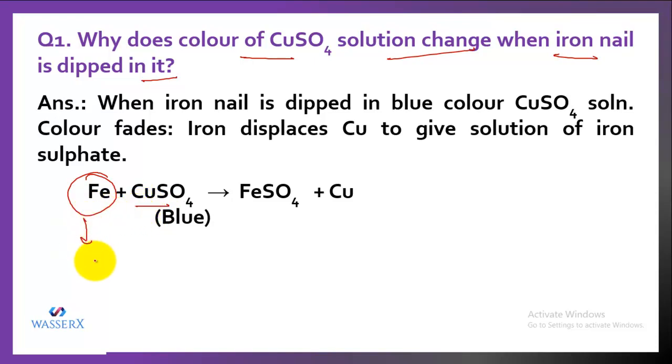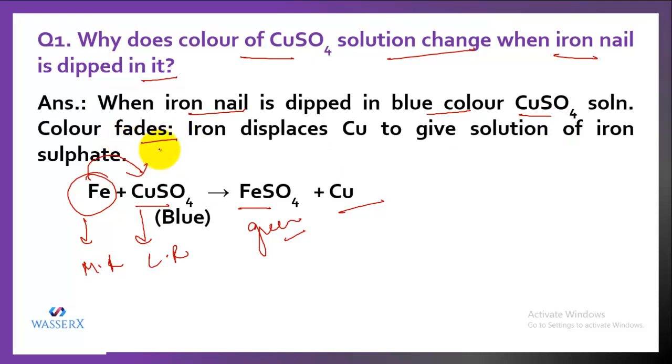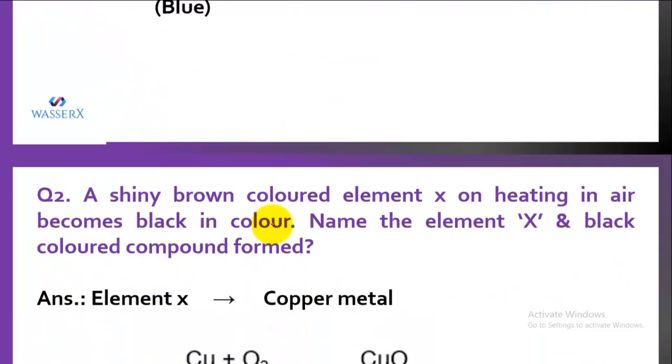This is because iron is more reactive according to reactivity series and copper is less reactive. So iron will displace copper. It will form FeSO4, which is green in color, and copper is displaced. So we can write it this way. When iron nail is dipped in blue color copper sulfate solution, the color fades. The reason being, iron being more reactive displaces copper to form iron sulfate, which is green in color.